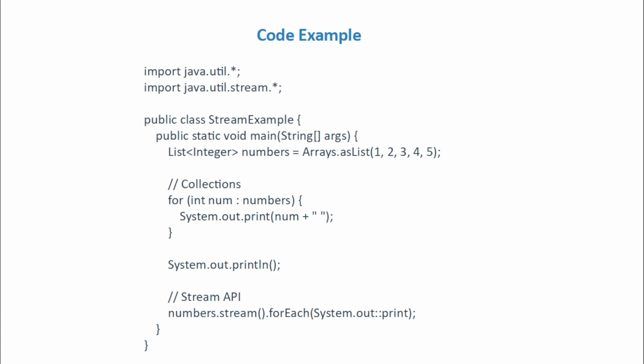So collections are about storage and streams are about data processing. If you need to transform or filter data quickly, you use a stream. If you need to hold data, then go for collections.